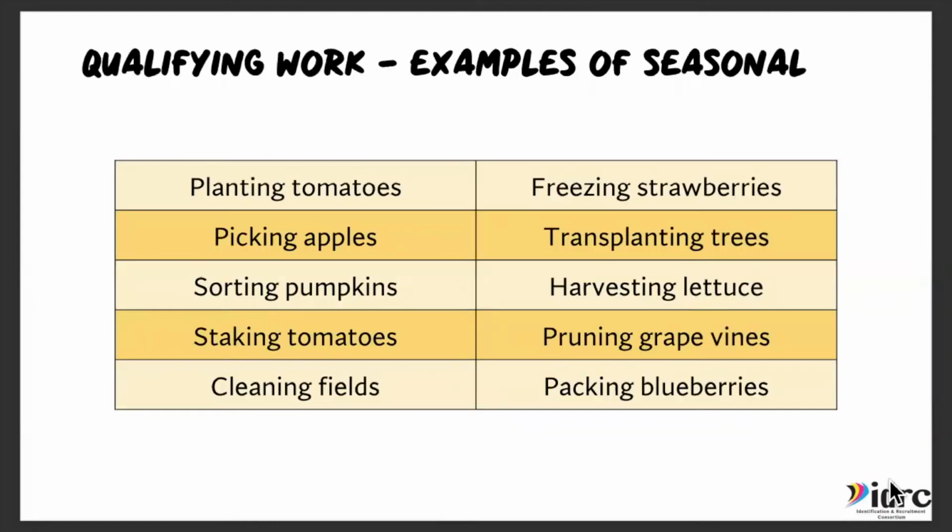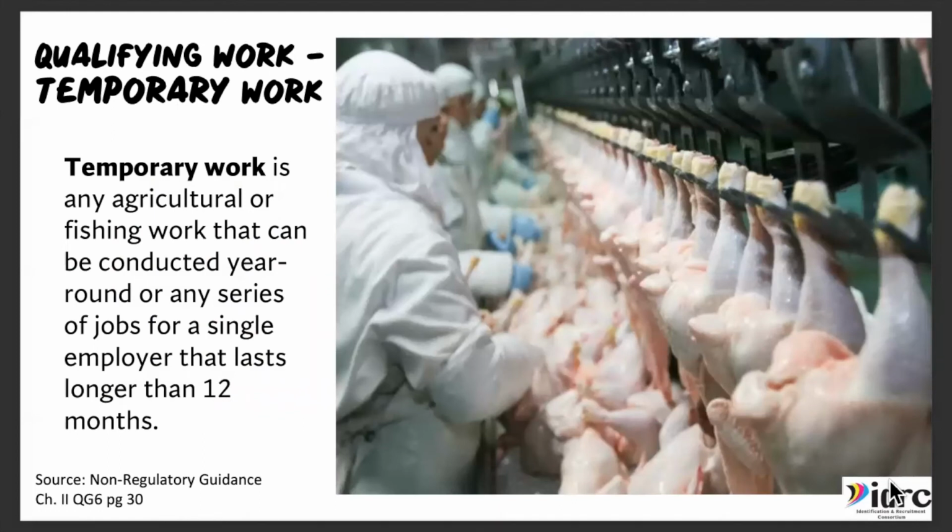Some examples of seasonal work that you might find include things such as planting tomatoes, picking apples, sorting pumpkins, staking tomatoes, cleaning fields, freezing strawberries, transplanting trees, harvesting lettuce, pruning grapevines, or packing blueberries. If work is not considered seasonal, then it must be considered temporary in order to be considered qualifying work.